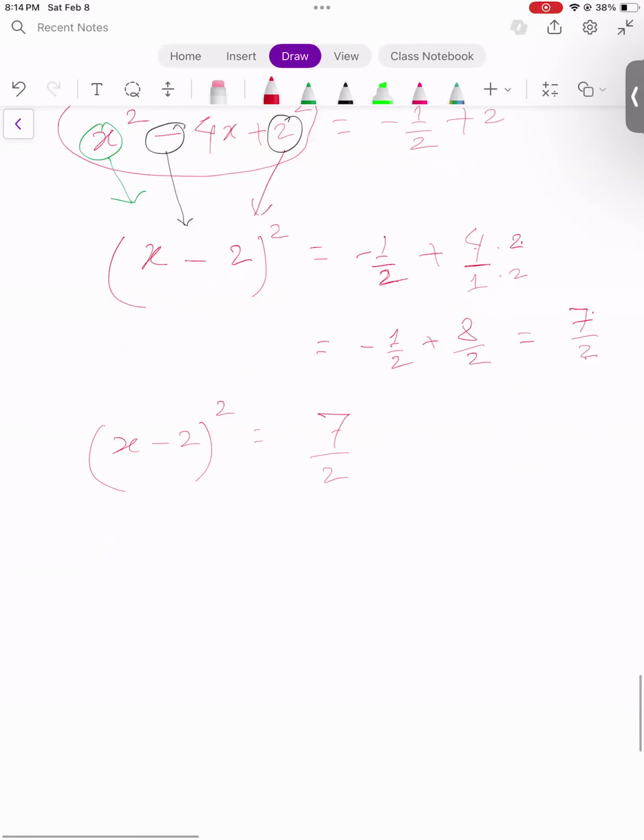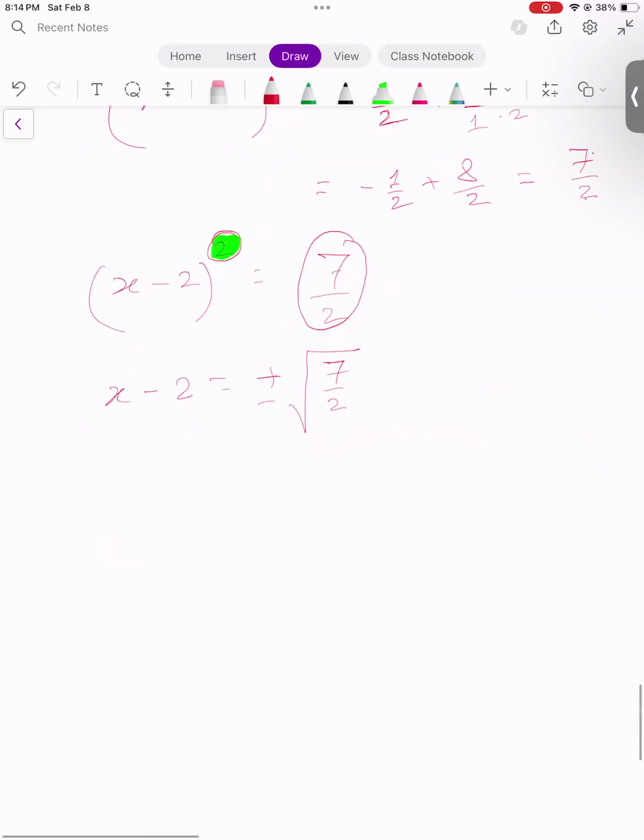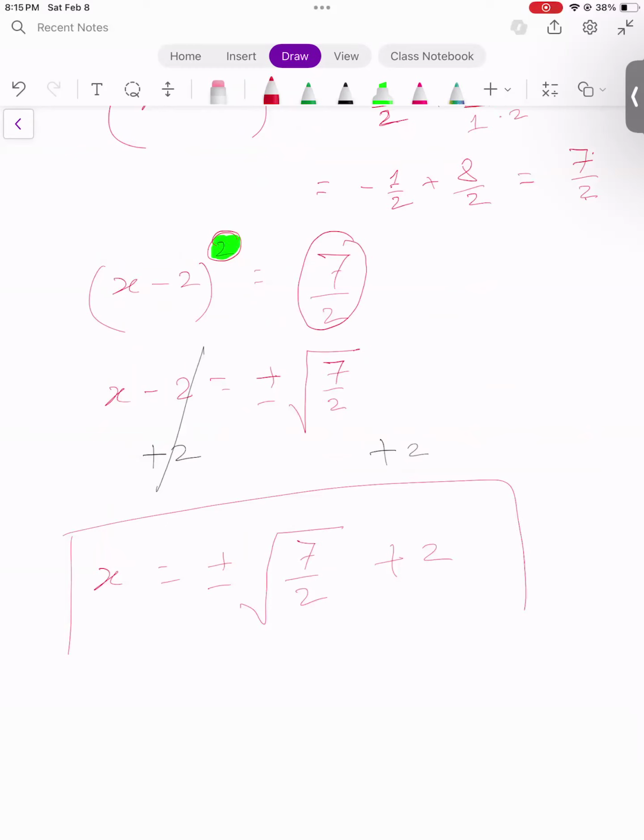Now use the square root principle. It means you get rid of this square. So we write whatever we have inside the parentheses, x − 2, equals, and when you get rid of this square, you have positive or negative square root, and whatever you have on the right side will be under the square root. Now we have −2 on the left. We need to get rid of that. So you add a 2 on both sides. So this is gone. So we have x equals positive or negative square root of 7 over 2, plus 2. And I will take this as your final answer.